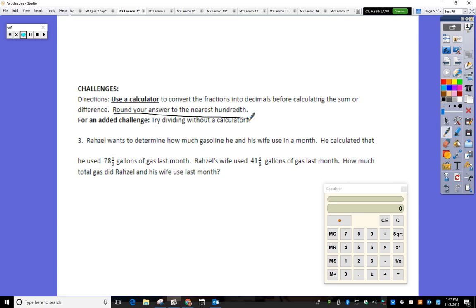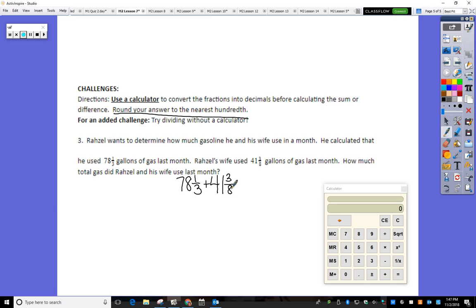So it says Razel wants to determine how much gasoline he and his wife use in a month. He calculated that he used 78 1/3 gallons of gas last month. Razel's wife used 41 3/8 gallons of gas last month. How much total gas did Razel and his wife use last month? So we're trying to find how much they used together. So we're going to be adding 78 1/3 plus 41 3/8.